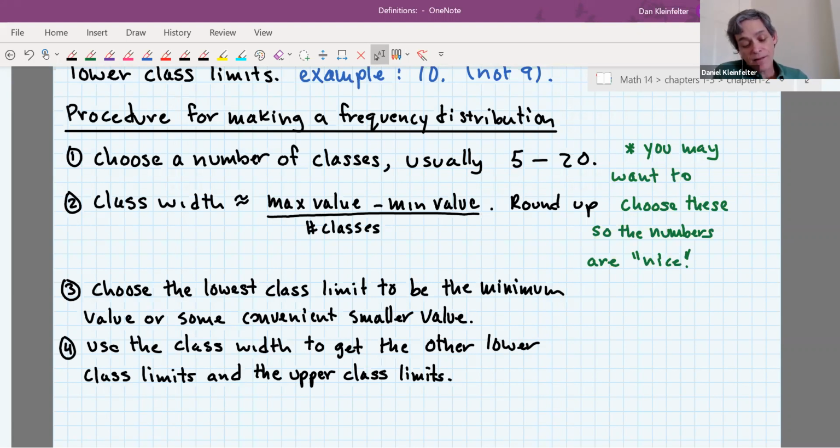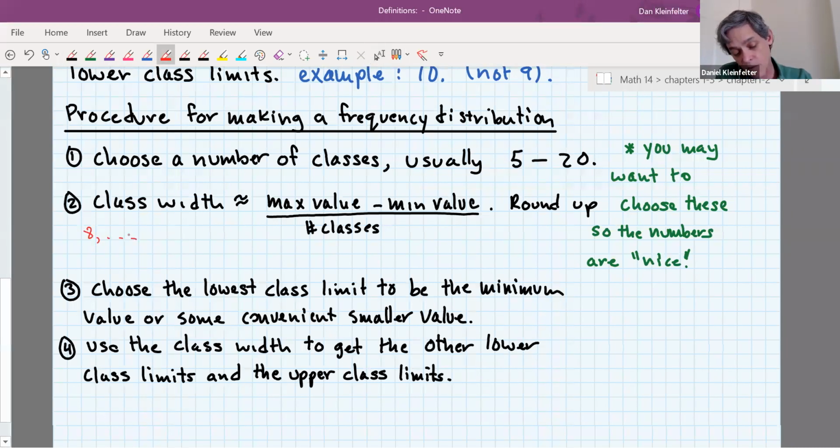The class width is the difference between the maximum value in the data set and the minimum value, divided by the number of classes. And then we round up. Okay. So to give an example, let's say that we have a set of data that includes the number 8 and then a bunch more, because you only take the maximum and minimum, and then 51. Okay, and so 51 minus 8 is 43.